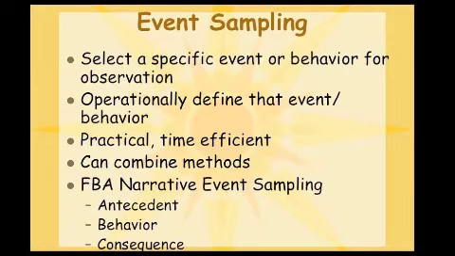You might also combine event sampling with a functional behavioral assessment, where you record the ABCs: what happens before the behavior, the actual behavior, and the consequence of the behavior.